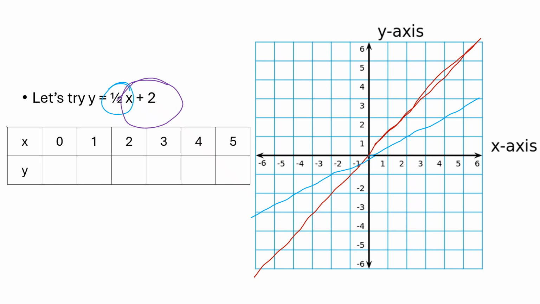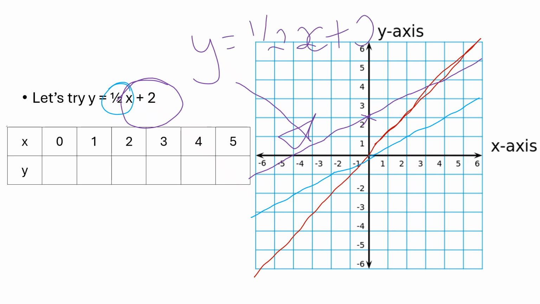Second thing, we've got to do plus 2. So we move that whole blue line up 2. So we draw it in there. So the purple line is our answer. Y equals a half x plus 2.